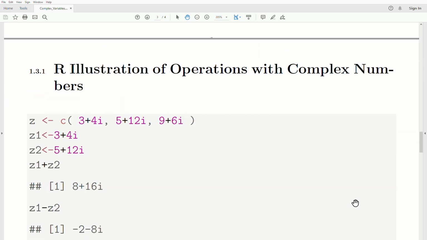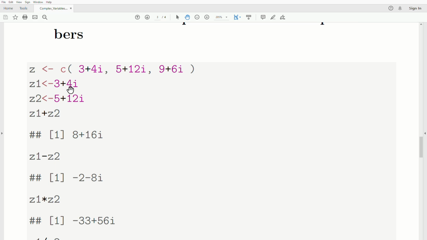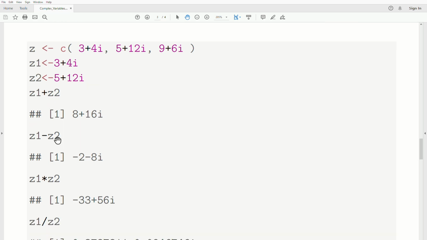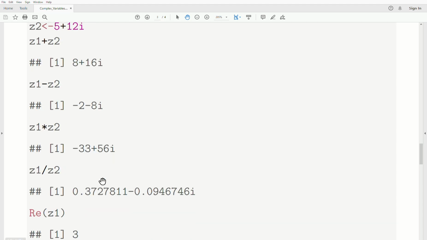R has a whole library of complex numbers just in the base. So we create a complex number of 3 plus 4i. We just take two real numbers and an I, and so here I've created a vector of complex numbers. Or you can assign them individually. So Z1 is 3 plus 4i, Z2 is 5 plus 12i. You can add them and you get this number. You can subtract them. And if you use the formulas above, you'll see that you do indeed get these numbers. The multiplication of two complex numbers, the division of two complex numbers.